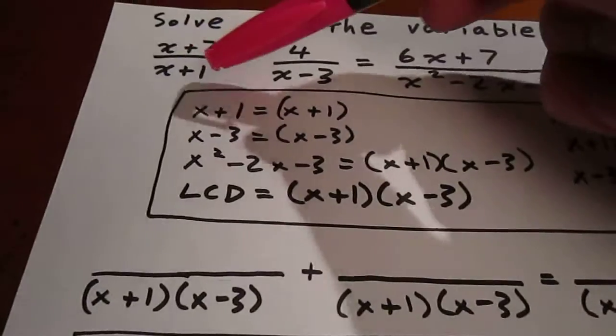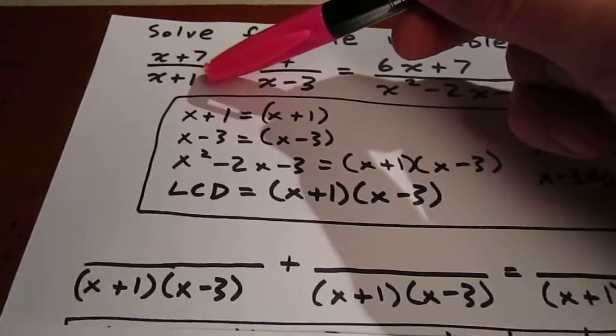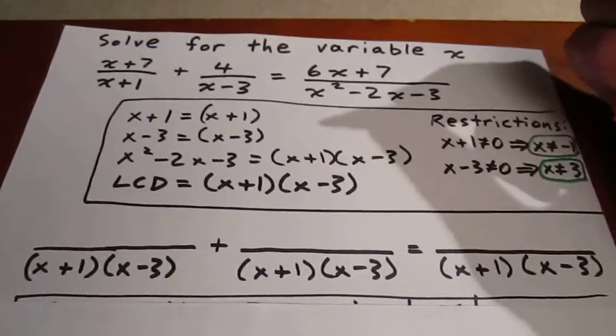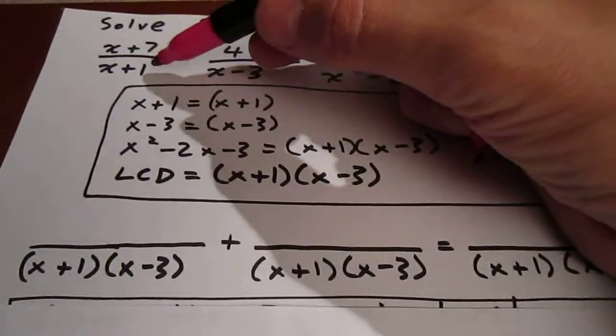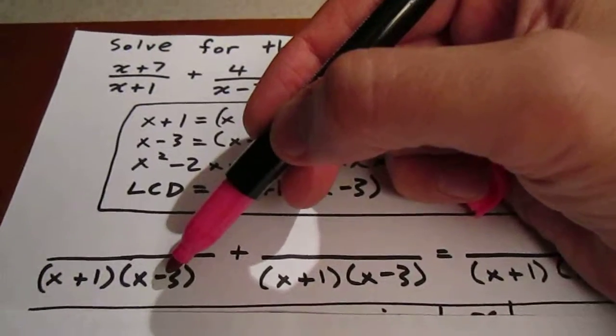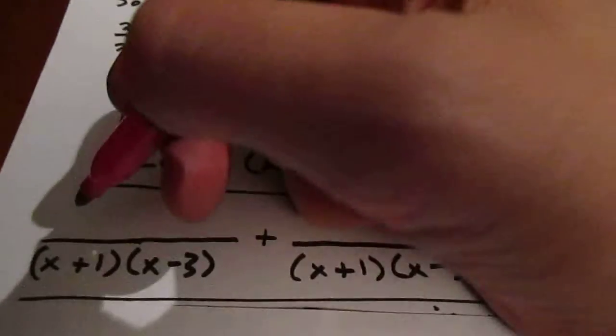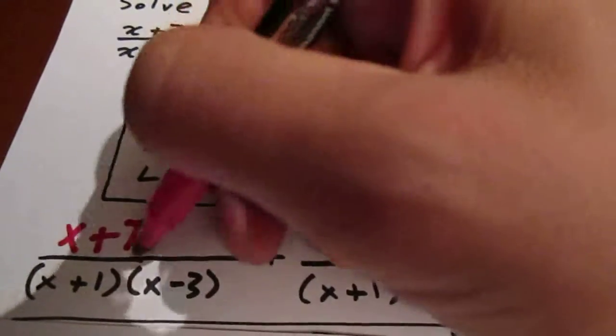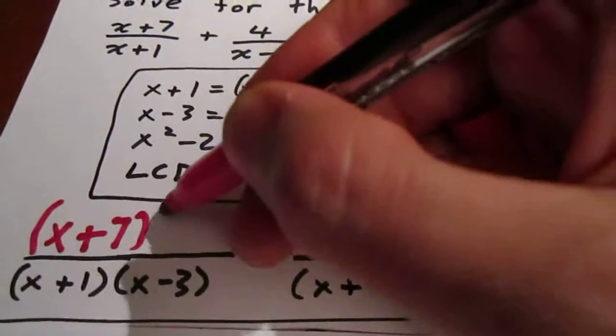Well, we then proceed with the question. We set each of these fractions, or rational expressions I should say, over the new lowest common denominator. And then we ask ourselves, what did we multiply the original denominator of x + 1 by to get (x + 1)(x - 3)? And the answer is we multiplied it by x - 3. So we're going to multiply our numerator by the same amount. So we're going to have (x + 7)(x - 3).